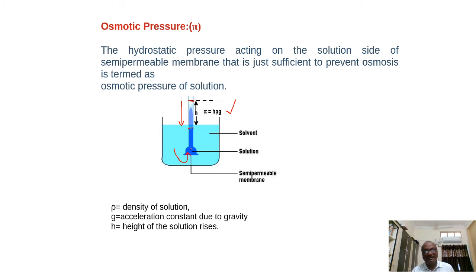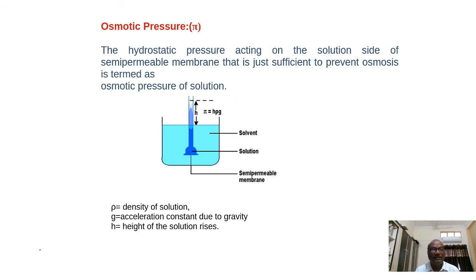It is represented by pi. The formula to calculate the osmotic pressure is pi equals h rho g. What is the meaning of h? It is the height of the column. Rho is the density of that increased solution column, and g is the acceleration due to gravity.